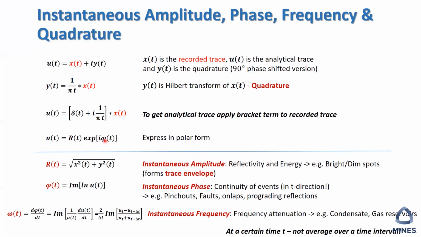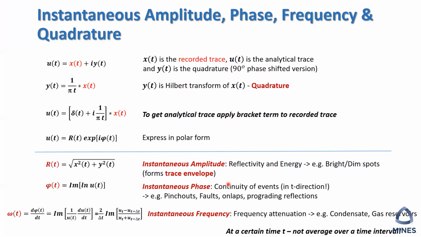The second value here, the phase, is actually the imaginary part of the logarithm of u of t, u of t being the analytical trace, and this is the instantaneous phase, this component over here. And this is related to continuity of events. So if you have discontinuity of events, the phase is going to jump in the time direction. And that's what we're trying to track here. So this can give you information about pinch outs, faults, on-lap, prograding reflections, etc.